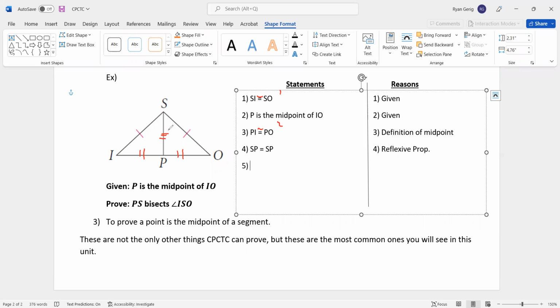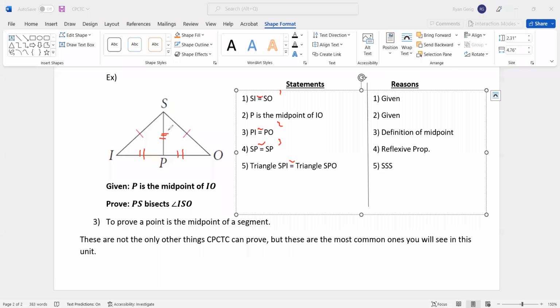Now I can say that triangle SPI is congruent to triangle SPO. Why? Side, side, side. Again, everything up till now, we've been working on for almost a week and a half or so. Now it's the new part.